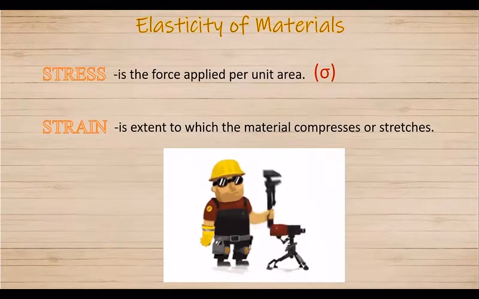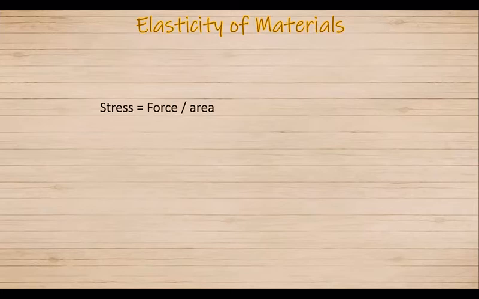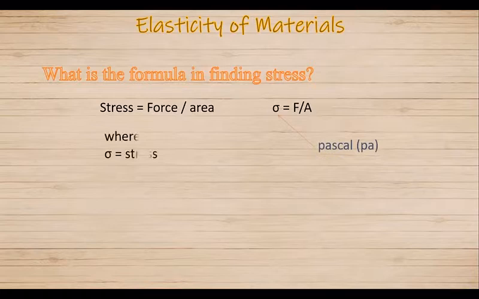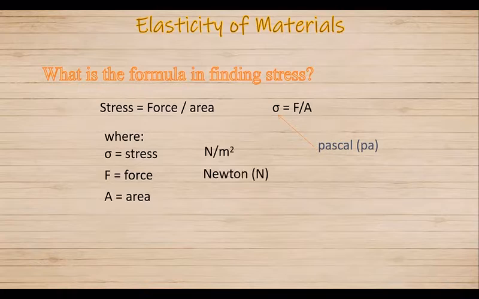Like what I said a while ago, stress is the force applied per unit area. So mathematically speaking, stress is expressed as stress is equal to force divided by area. The symbol of stress is read as Pascal. In its mathematical expression, Pascal is the symbol of stress, while F is the force and A is the area. The standard unit of stress is Newton per meter square, because the force has a unit of Newton while the area is meter square. Always remember that area is the product of length and width of an object.